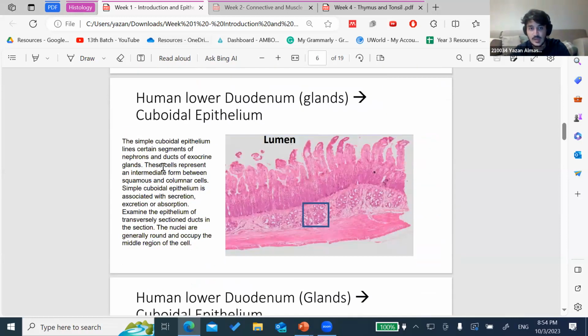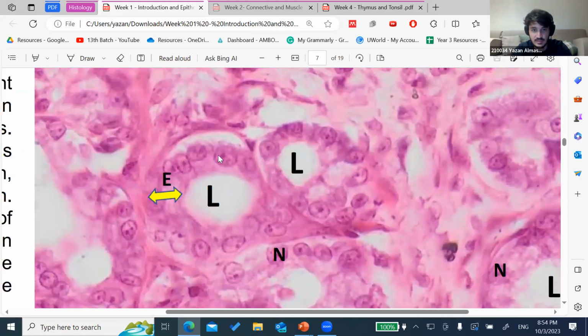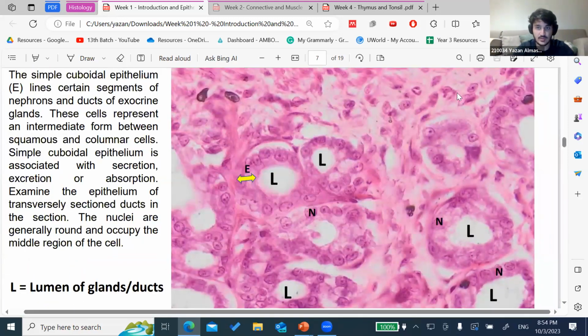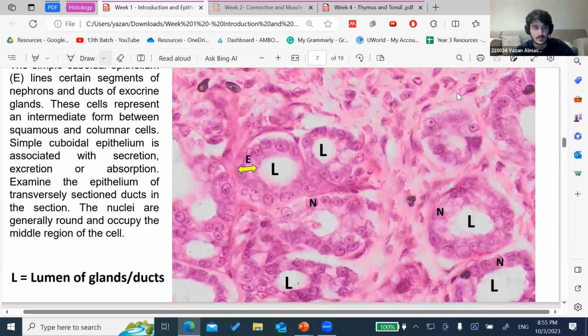Now, if you go into the lower duodenum or the small intestine, there are these glands, they are cuboidal. Now, I want you guys to look here. See how these are more cuboids? Let me draw on this. Can you see how these are more cuboids than the simple squamous? Whoever thought it was simple squamous, this is what cuboid usually looks like. Yes, for secretions and absorption.